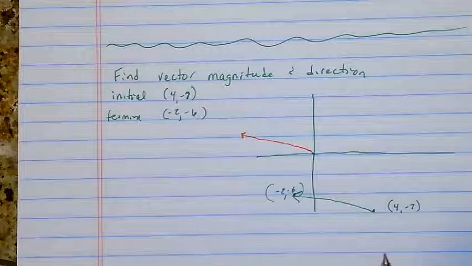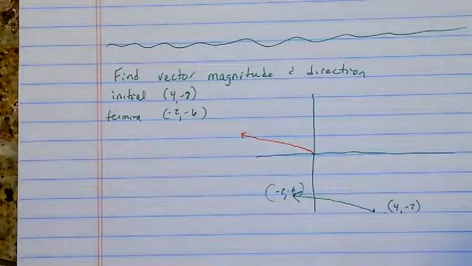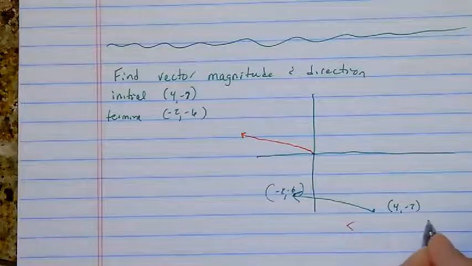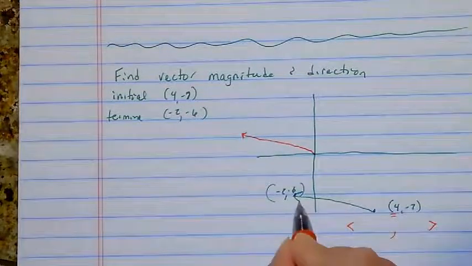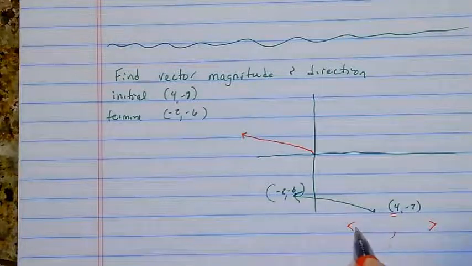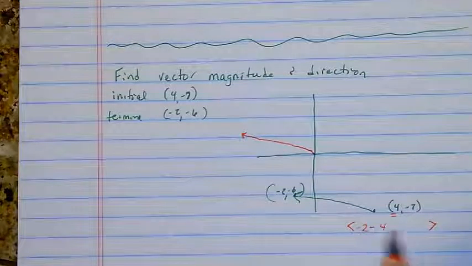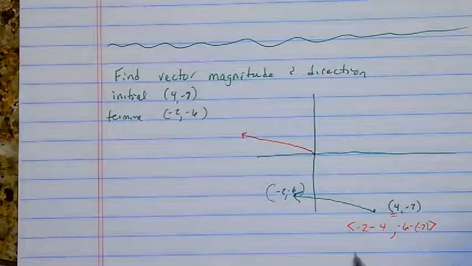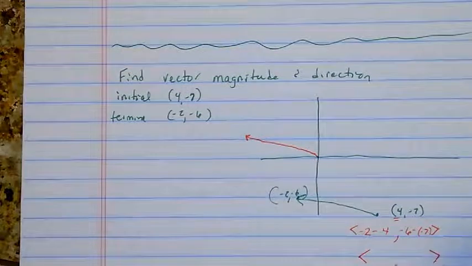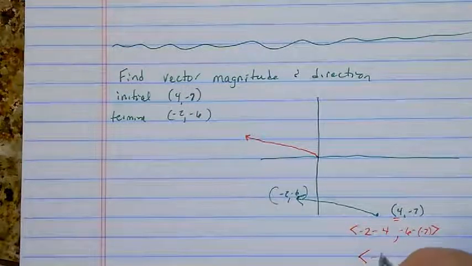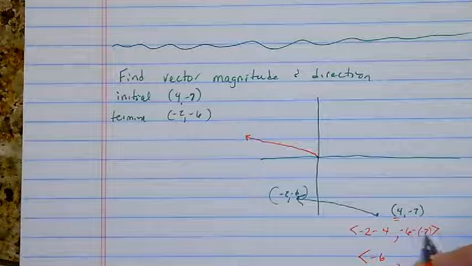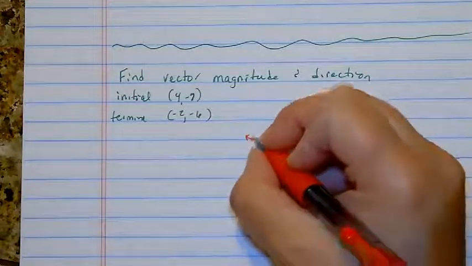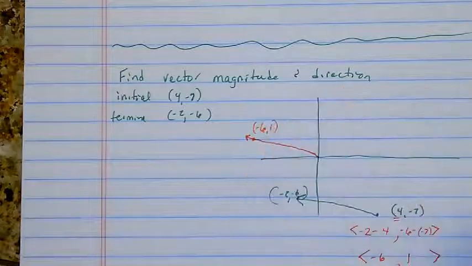And we know that the length, well, let's go ahead and find component form. So component form would be this subtract this, and then -6 subtract -7. So the component form of our new vector is -2 minus 4, which is -6, and -6 minus -7, which is 1. So this vector goes through -6, 1.